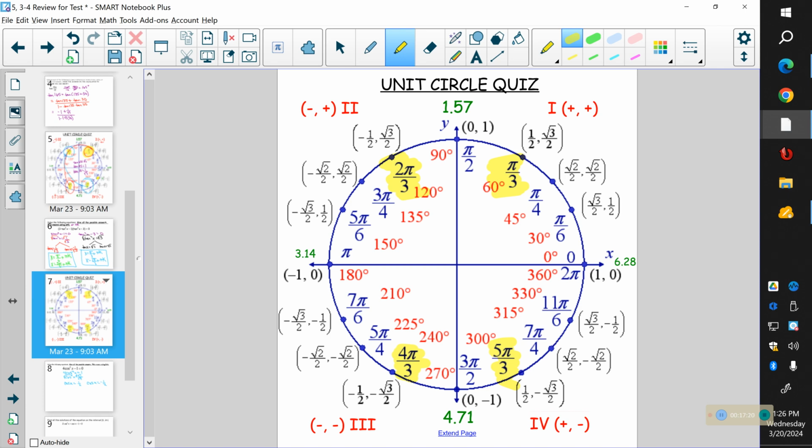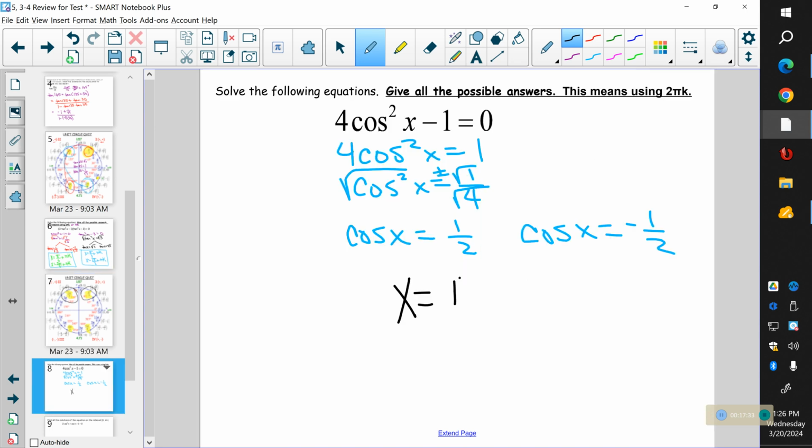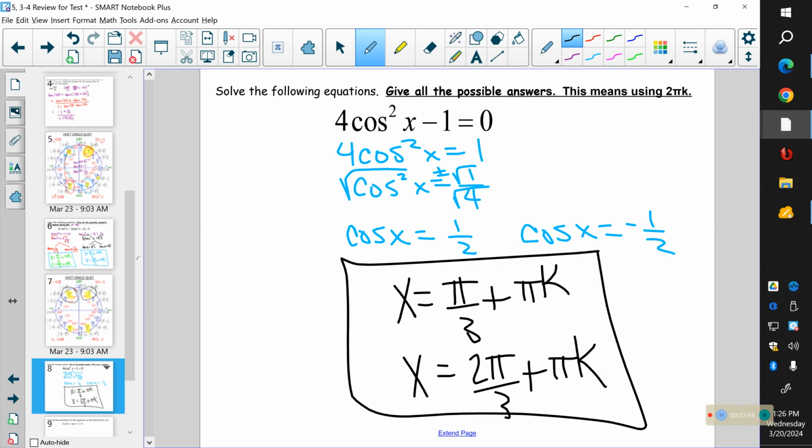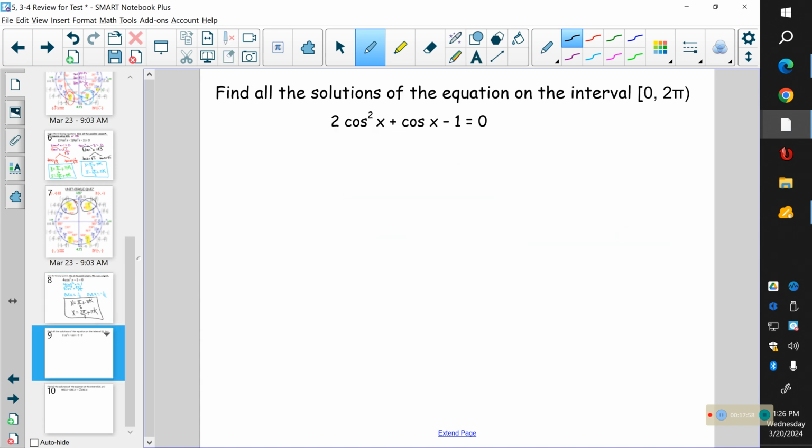So how do I get these answers? What's going to be my final answer? My final answer is going to be this plus pi and this plus pi. Would you agree? And that's going to give me all of my answers. So x is equal to pi over 3 plus pi k, and x is equal to 2 pi over 3 plus pi k. These are my only 2 answers that satisfy both of those. I like it. Does that make sense? Yes? You have 4 of them on the test tomorrow. Yeah? Okay, now let's keep going.